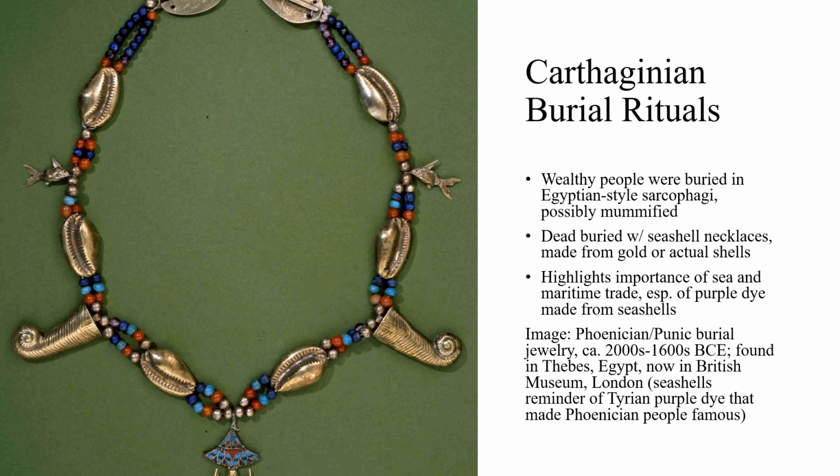So we'll talk about Carthaginian burial rituals briefly. Carthaginians liked to bury their dead with seashells or with seashell jewelry. Wealthier people might be buried with a necklace like this one with seashells. The seashells would have highlighted the maritime nature of their culture, the importance of seafaring. Also, the purple dye that had made the old Phoenician Empire very wealthy was made from seashells, from a mollusk. So it's sort of a nod to their seafaring, but also to their trade. Poorer people would have been buried just with seashells.